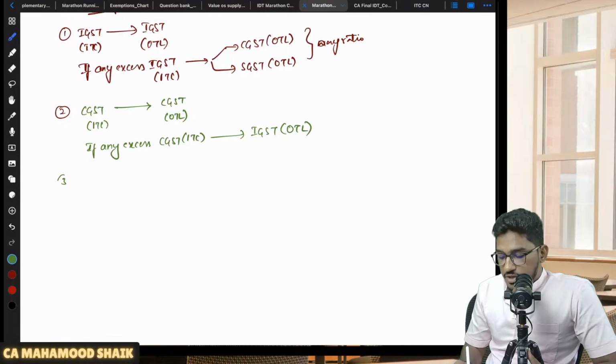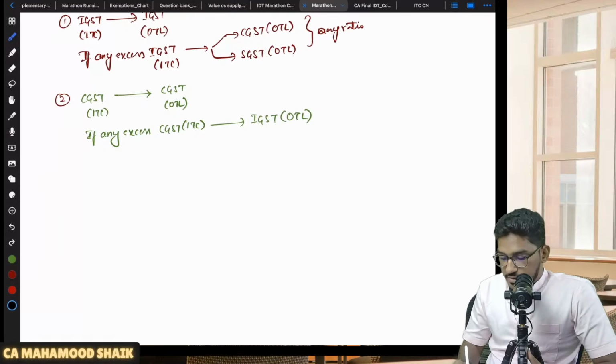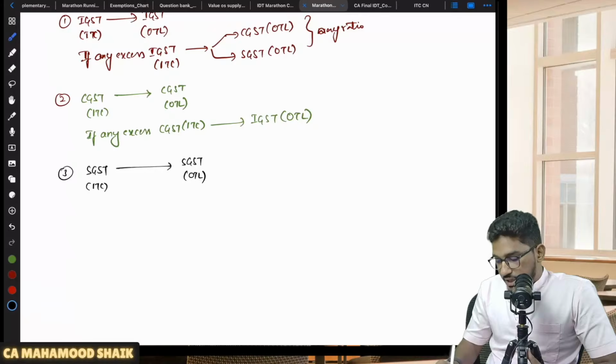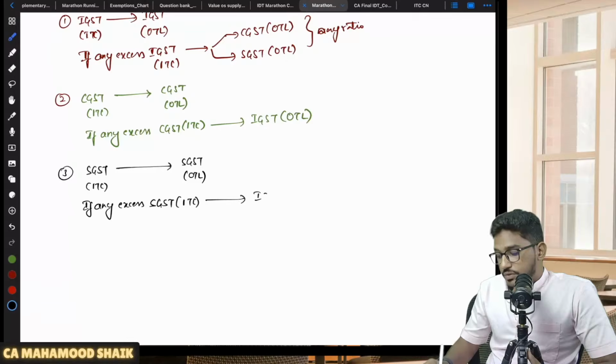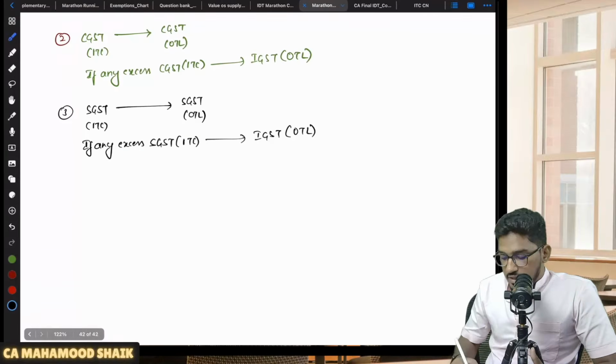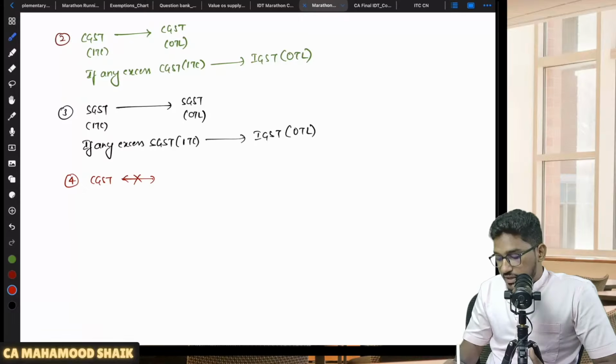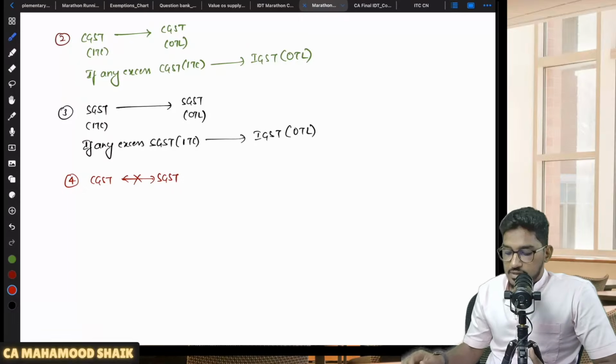So then after that, you come to the third item. What is the third item? SGST. So SGST input tax credit must be first used for discharging SGST output tax liability. If any SGST input tax credit excess is left out, you have to use it for discharging IGST output tax liability. Even after that, if any excess is left out, you have to carry it forward to the next month. And one important thumb rule here: CGST can't be used for SGST, SGST can't be used for CGST.